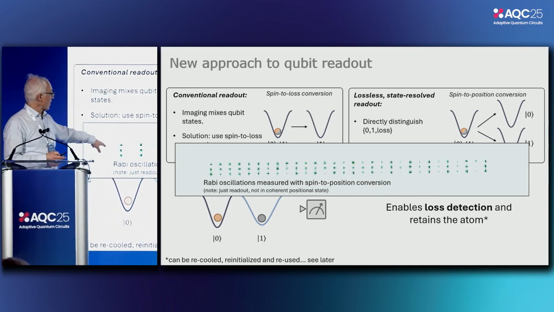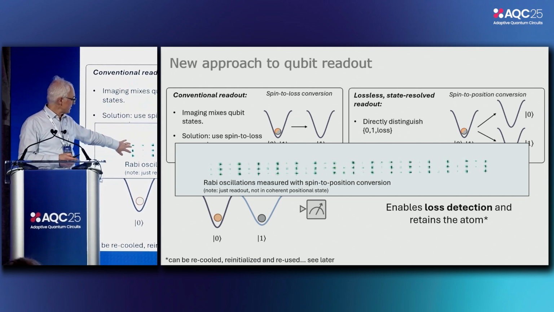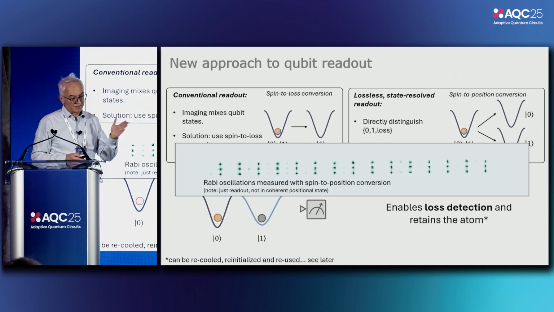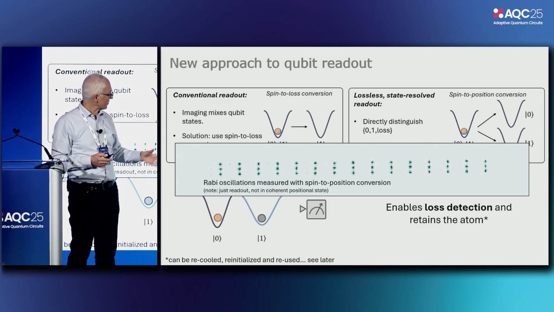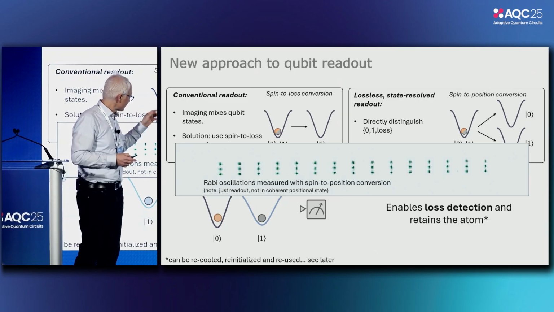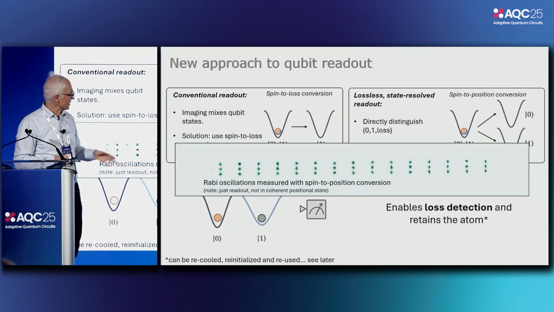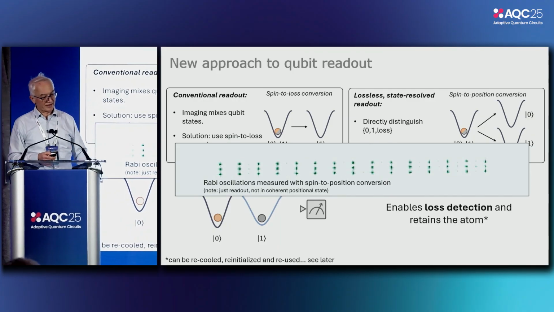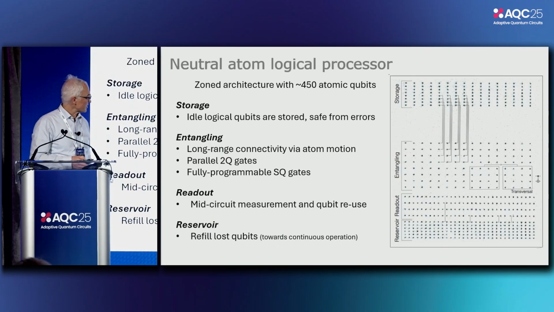And this is a picture of Rabi oscillations between two spin states that are then converted via this process into spin-position mapping, and you can see visually how a string of, I don't know how many atoms, a few tens of atoms, oscillates between the two states as you're driving the laser beam between the two states.